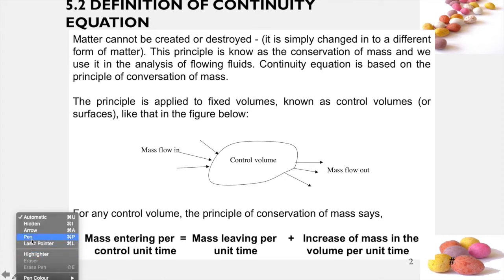Let's take a look at this figure. We have a control volume where there is a mass input and mass output. From here, we have mass flow in and mass flow out of the control volume. For any control volume, the principle of conservation of mass says whatever goes into the control volume must be equal to the mass leaving per unit time plus the increase of mass in the volume per unit time. This is the principle of conservation of mass.